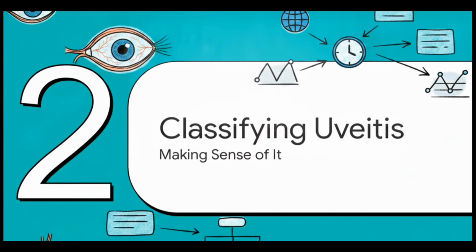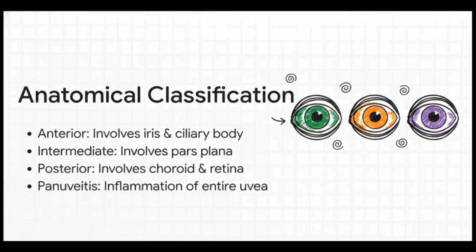Moving on to part 2. Classifying uveitis, making sense of all this complexity. To make sense of it all and diagnose accurately, medical professionals have to chunk this complex data. Anatomically, it's pretty logical. Anterior uveitis involves the front structures, the iris and the ciliary body. Intermediate uveitis hits that middle zone, specifically the pars plana just behind the ciliary body. Posterior uveitis affects the back of the eye, mainly the choroid. And finally, there's panuveitis, which is exactly what it sounds like, a severe inflammation taking over the entire uveal tract.